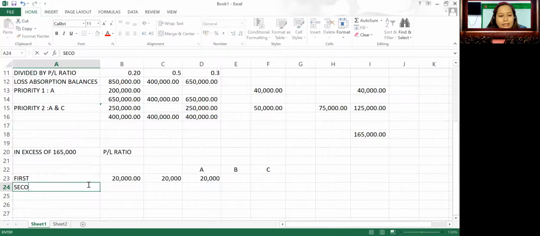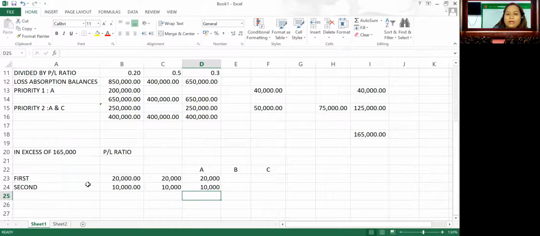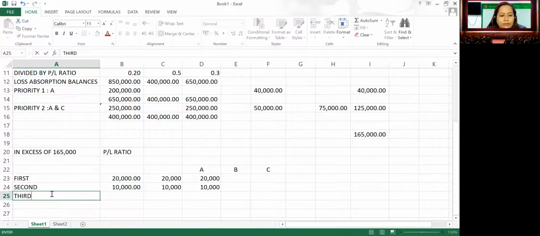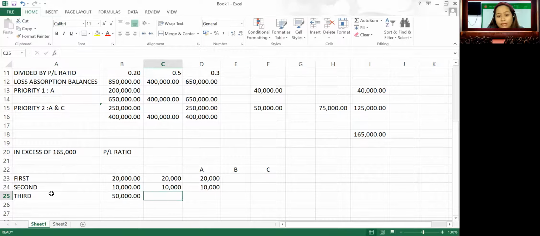Let us say, dun sa second time na nagkaroon ng distribution, ang pinamigay, let us say 10,000. Question, kanino ibibigay yung 10,000? Yung 10,000, ibigay pa rin natin kay A. Bakit? Kasi hindi pa rin nami-meet yung first priority. Let us say, nung third distribution, nag-distribute ng 50,000. Okay? Na-satisfy na ba natin yung first priority? The answer is no. Magkano pa ang kulang sa first priority?